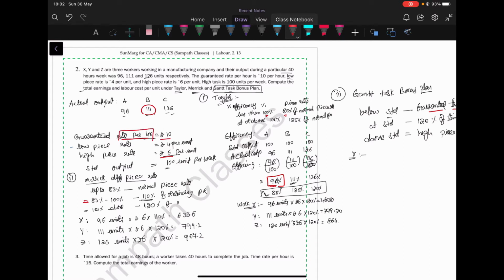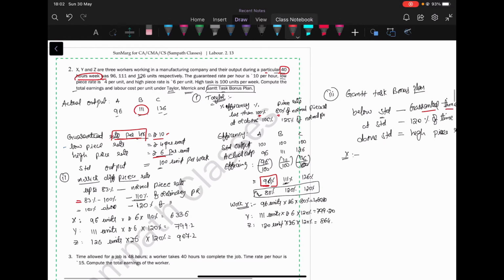Like that, how many hours he worked? Go back to the question. The question says 40 hours a week. In a week he is working for 40 hours. Per hour 10 rupees is the amount. So guaranteed time rate, in the sense 40 hours he worked and 10 rupees per hour he will be getting paid. So 40 into 10 is 400 rupees.